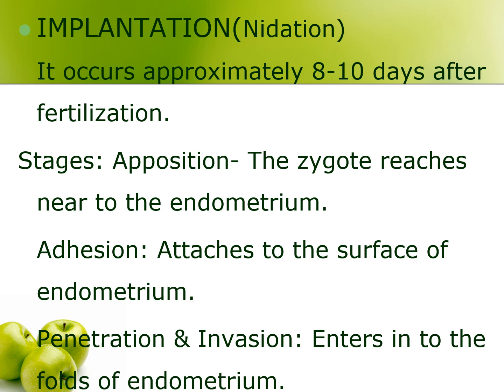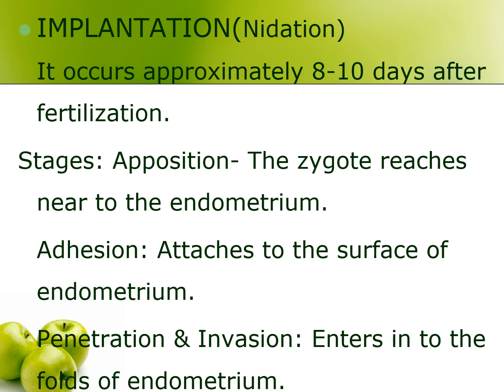Later it will move towards the uterus, and it will get implanted inside the uterine endometrium. That process is known as the implantation, or otherwise the nidation, and it will occur approximately 8 to 10 days after the fertilization. And some of the books say that implantation occurs on the 11th day after the fertilization.